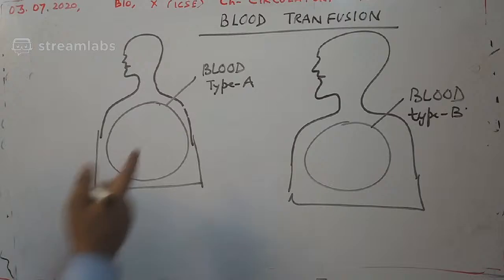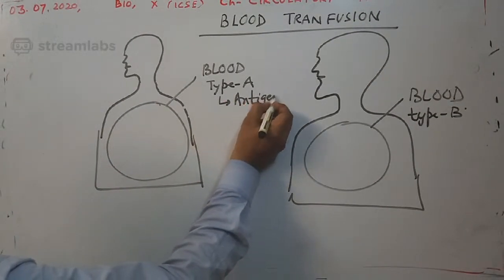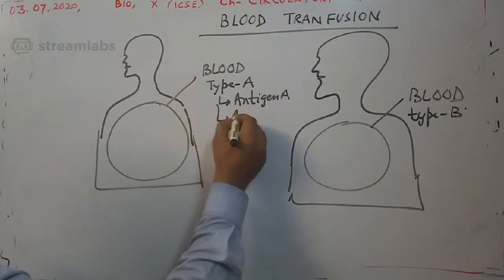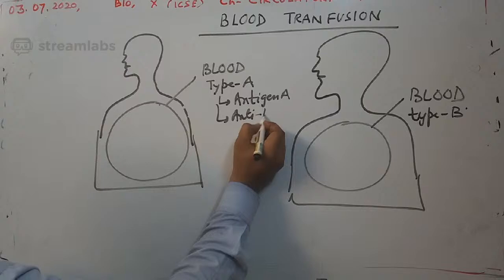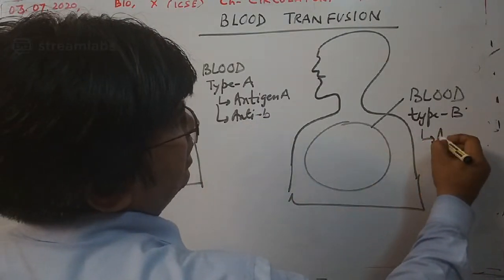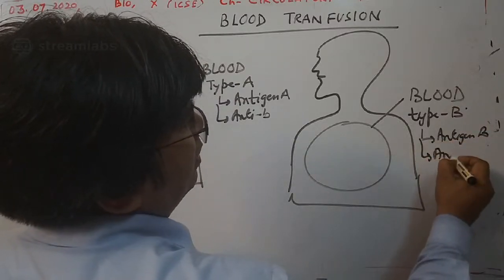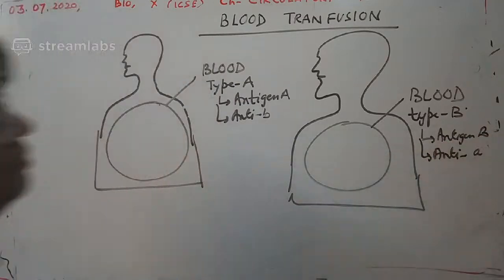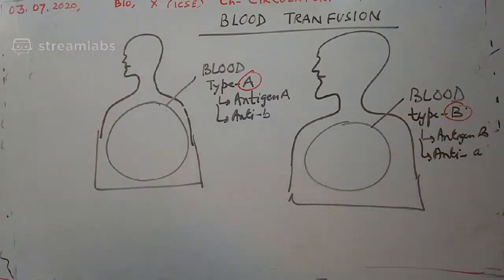If I say a person has blood type A, it means it has antigen A and antibody B. This you know. If I say type B, it has antigen B and antibody A. This you should know about blood A type and B type.